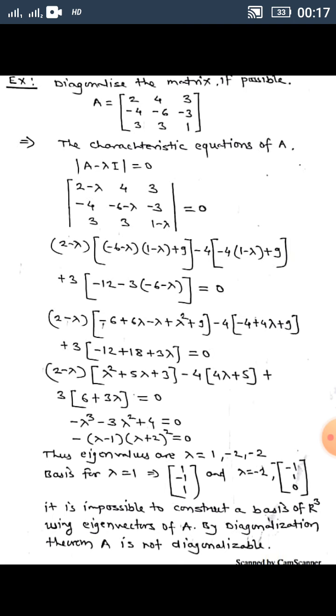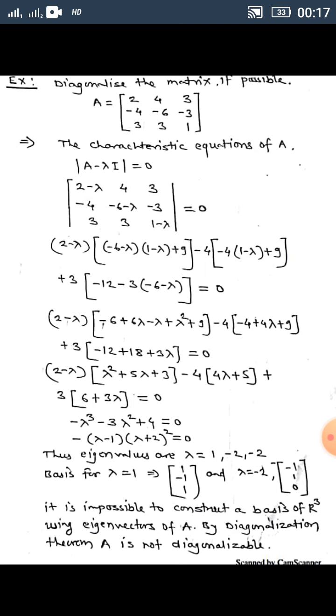The characteristic equation of A is determinant of A minus lambda I is equal to 0. 2 minus lambda, directly we can subtract the lambda from the diagonal elements. 2 minus lambda, 4 3, minus 4 minus 6 minus lambda minus 3, 3 3 1 minus lambda is equal to 0. This is characteristic equation.